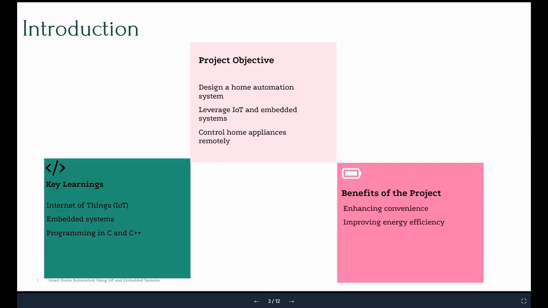Moving on to introduction of our presentation. The objective: design a home automation system, leverage IoT and embedded system, control home appliances remotely. Key learning: Internet of Things, embedded system, programming in C and C++. Benefits of the project: enhancing convenience and improving energy efficiency.